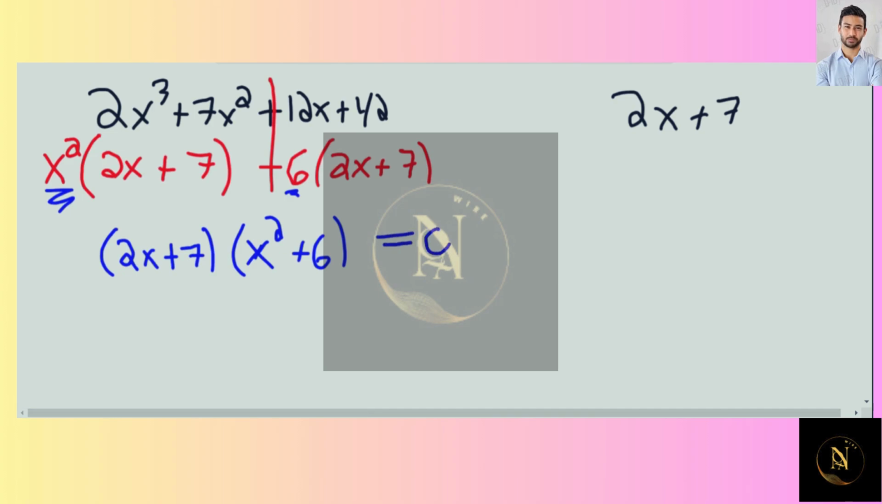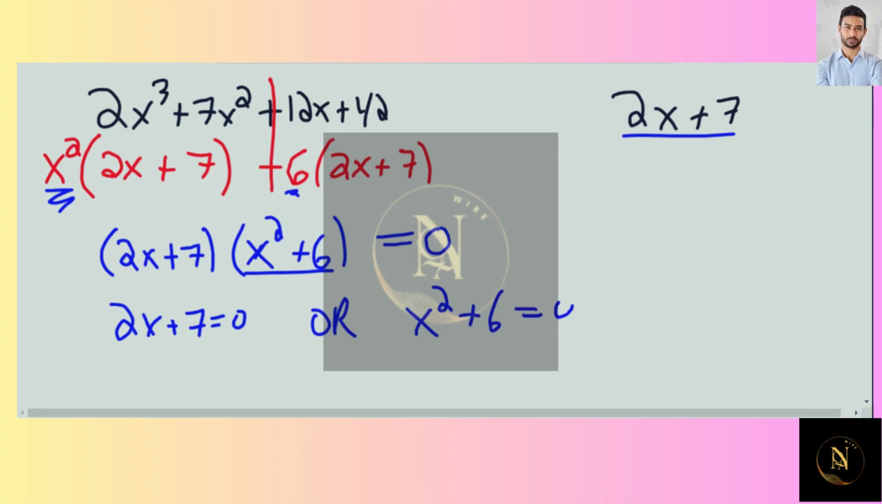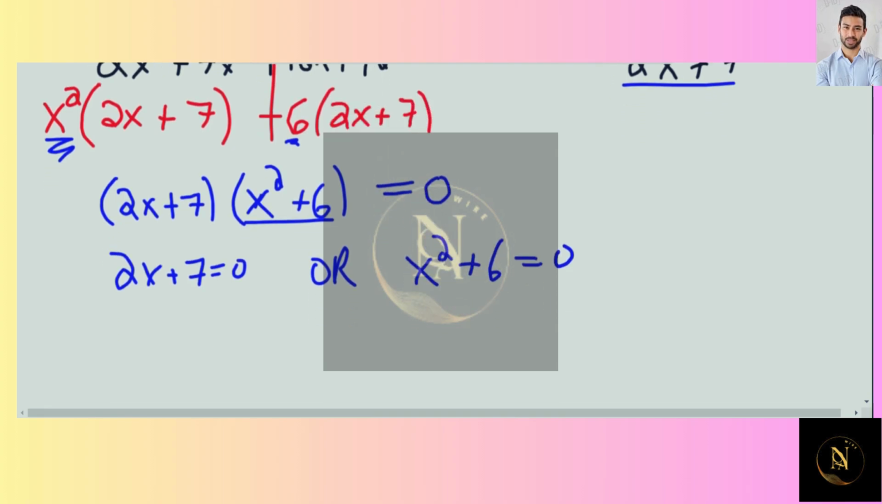Now, if we were to set this equal to 0 to find our zeros, notice we already got 2x plus 7, which is what we wanted. So this tells us 2x plus 7 is 0, or x squared plus 6 is 0. If 2x plus 7 is 0, you subtract 7 and divide by 2. And that tells us x is negative 7 over 2.